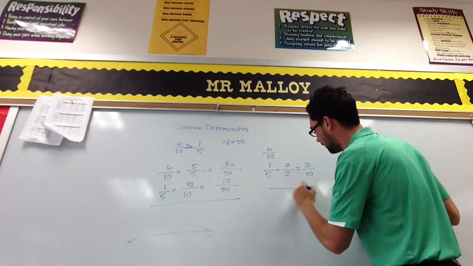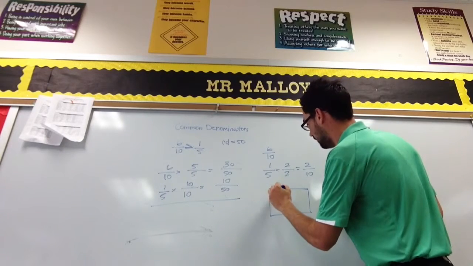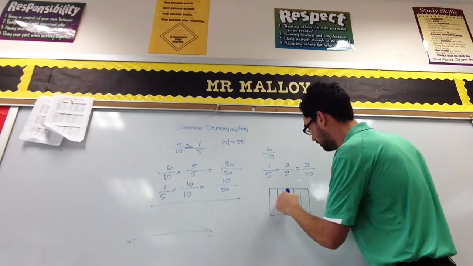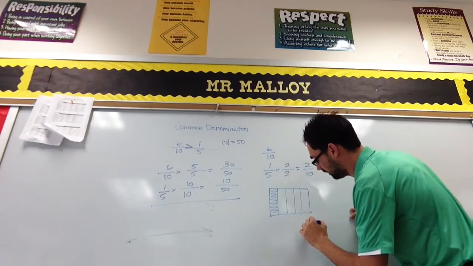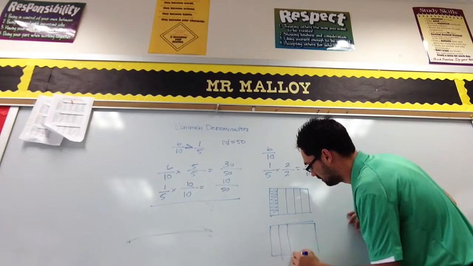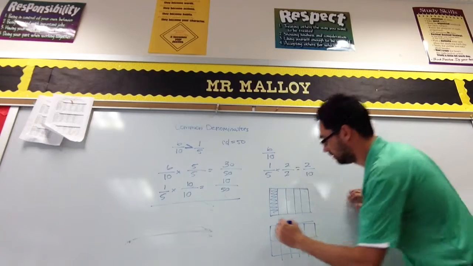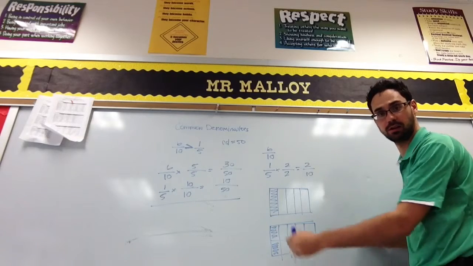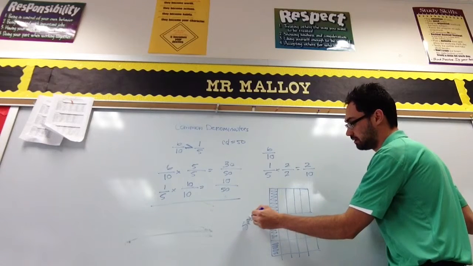And we discussed, we drew models. So to show 1/5, I have 1, 2, 3, 4, 5 pieces, and I have one of them. And if I take that same model, and if I cut that model in half, it's to show 2/10. Even though it's broken up differently, you can see that I have the same amount.